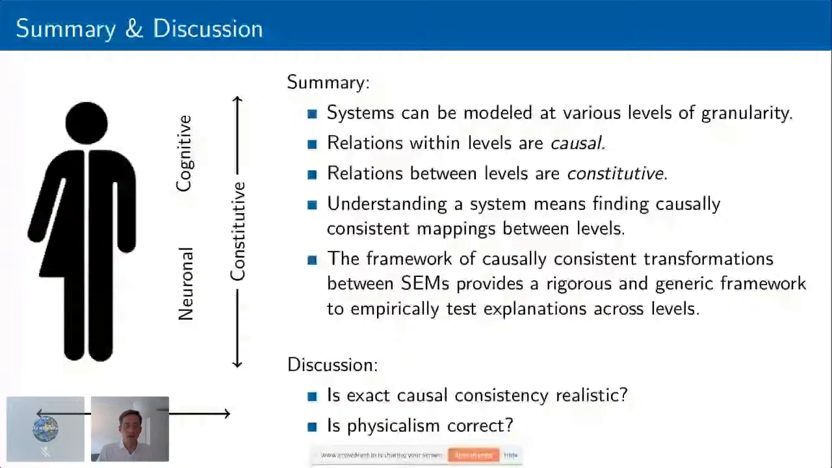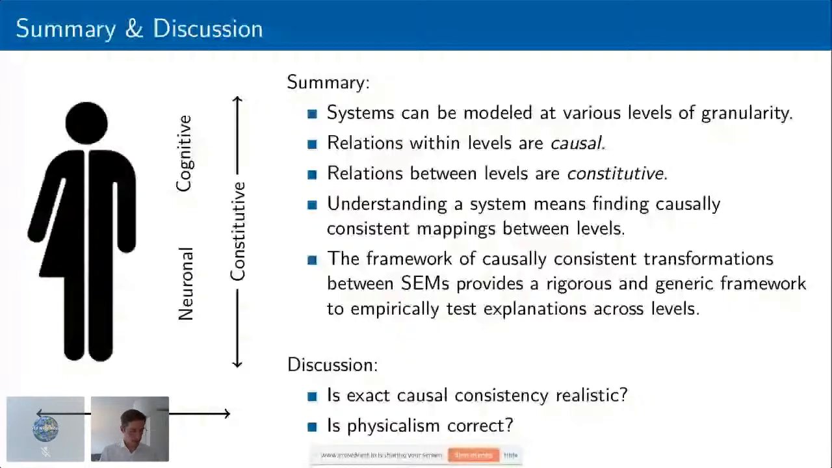But to me, the important thing is, I think this framework that I've presented here, in principle, makes it possible to test that. And we should be able to find a causally consistent mapping between neuronal and cognitive levels via structural equation models and the mappings between them. Then I think that would be nice evidence in favor of physicalism.